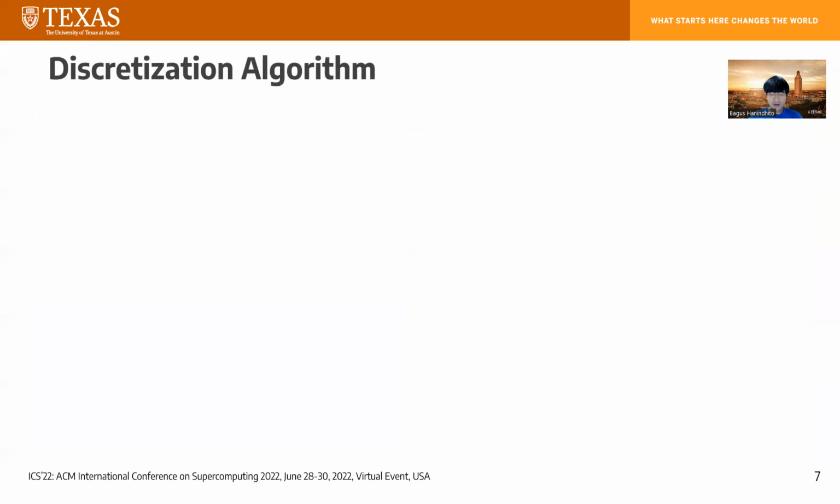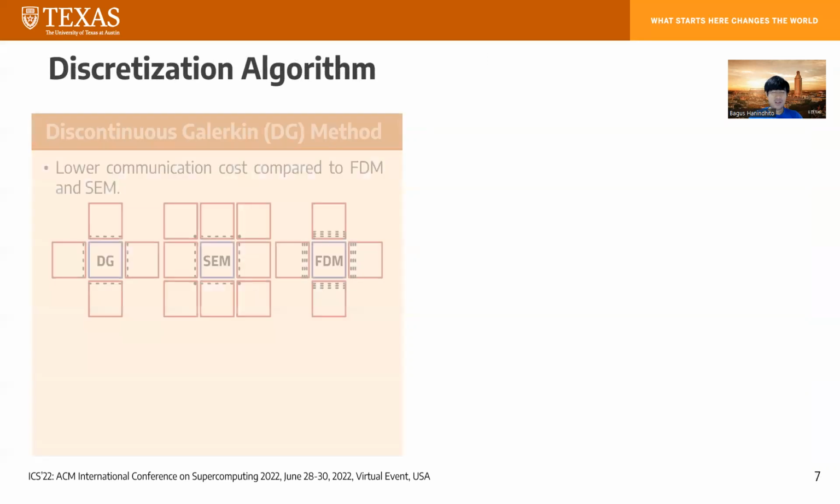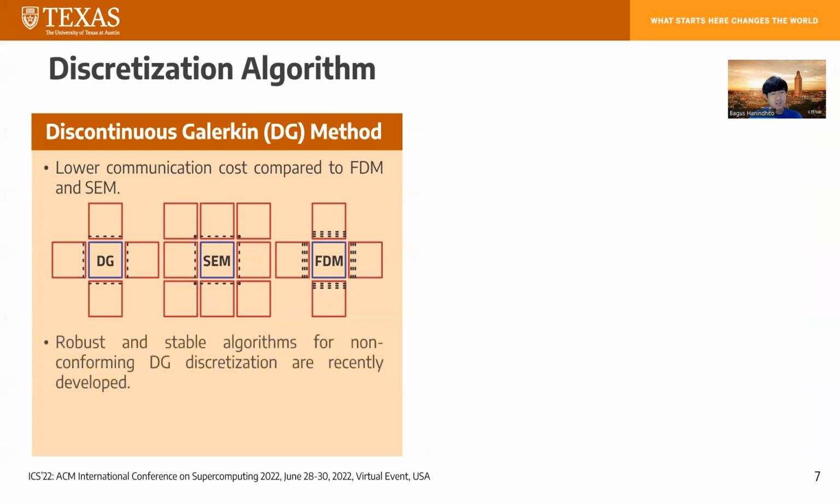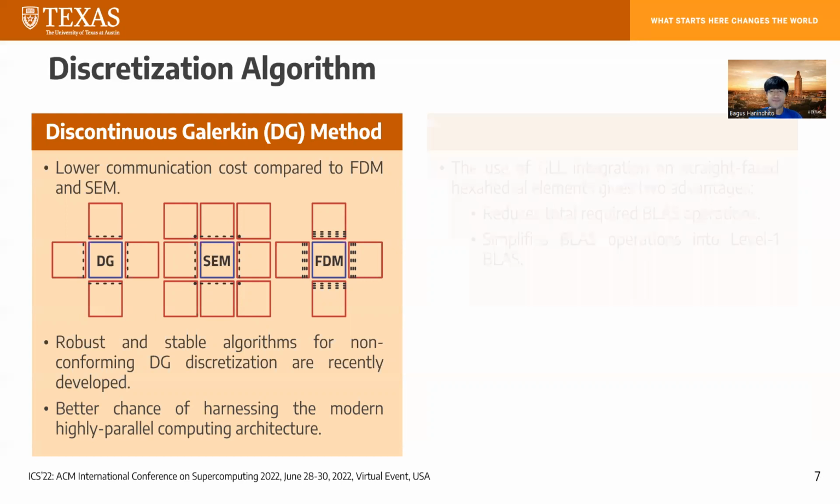And the discretization algorithm for our wave simulation uses DG. So remember that the key bottleneck is communication, and DG has lower communication costs compared to finite difference methods and spectral element methods. There are also robust and stable algorithms that were recently developed for DG to handle non-conforming meshes. And also we believe DG has a better chance of harnessing modern GPUs with highly parallel computing architectures.